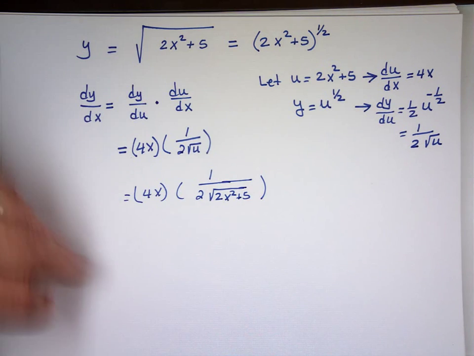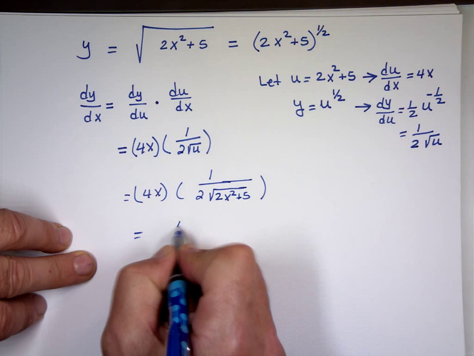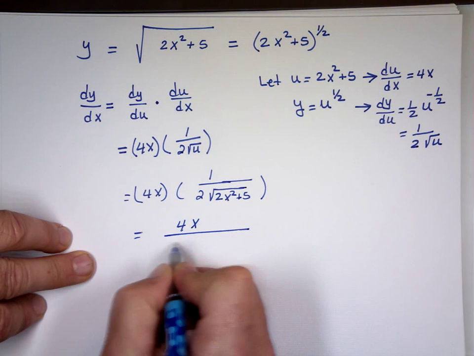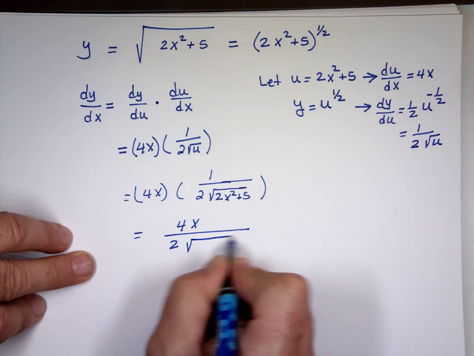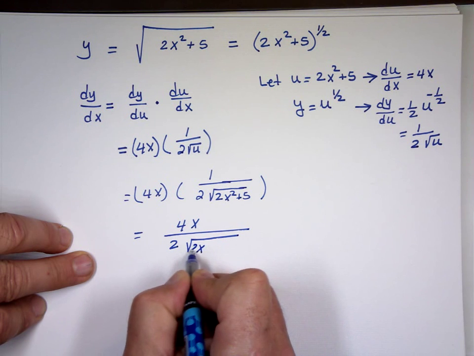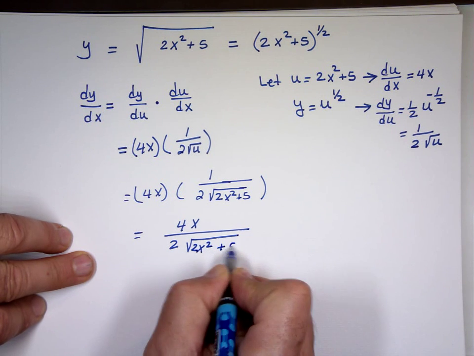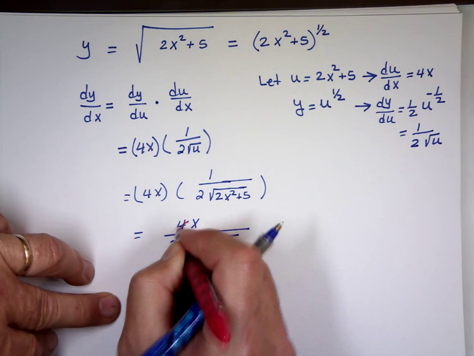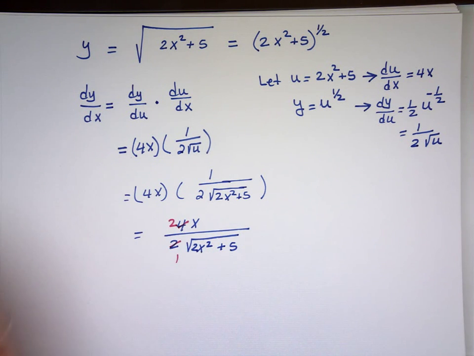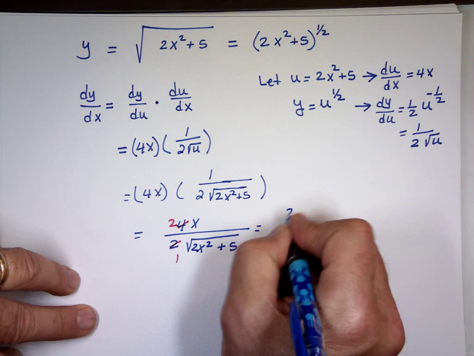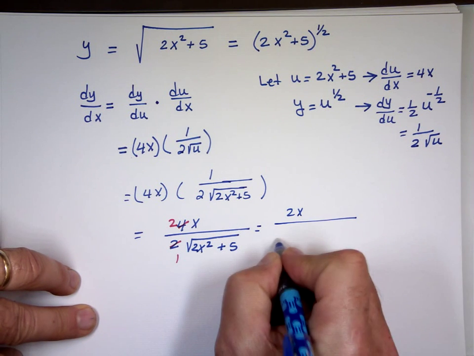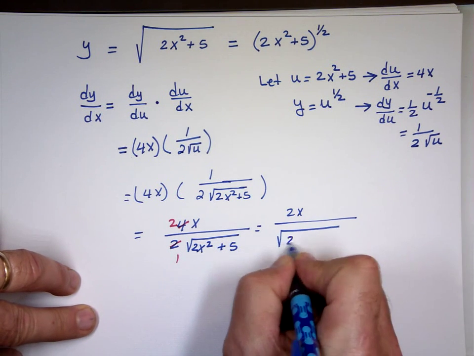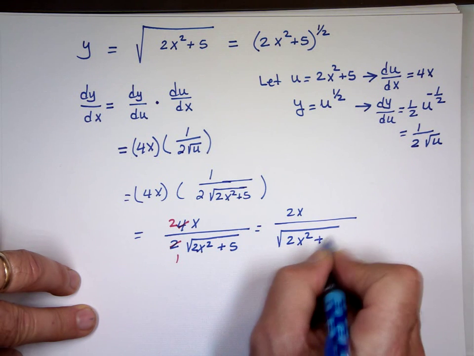And if you want to multiply, we can put the 4x on the top, right? And if you want to simplify, does anything simplify? Can't you divide by 2? By 2, this is 1. By 2, this is 2. So it's really 2x over the square root of 2x squared plus 5.